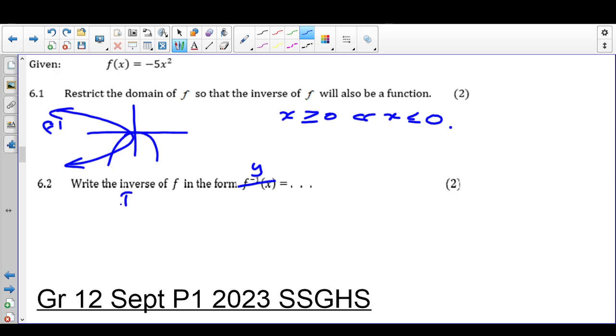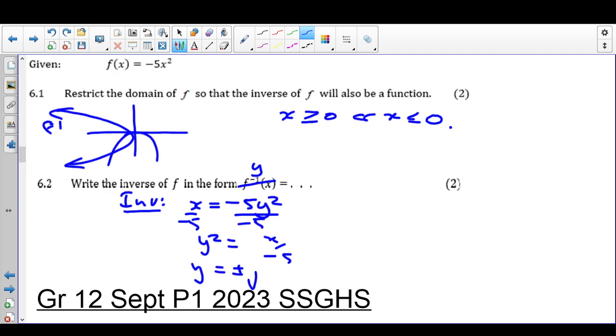But for the inverse function, what do you do? You interchange x and y. So x is equal to -5y squared. So I divide by -5 both sides. So y squared is equal to x over -5. Square root here, so it'll be plus minus the square root of x over -5. If it asks you for a restriction here, x has to be less than or equal to 0. Okay? Because under the root, you can't get the negative value. So x has to be negative for that resultant under the root to be positive.